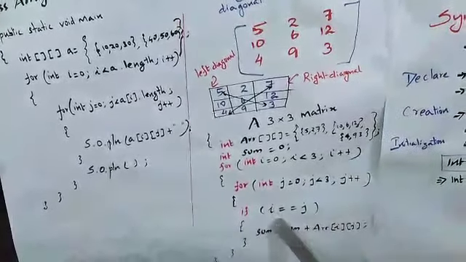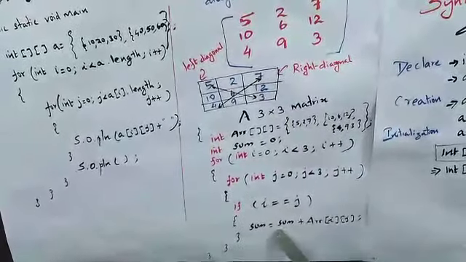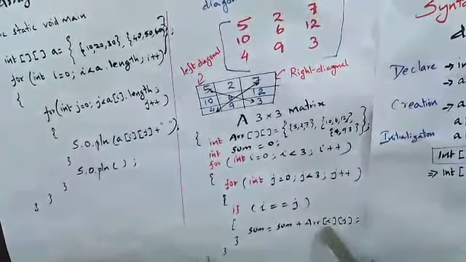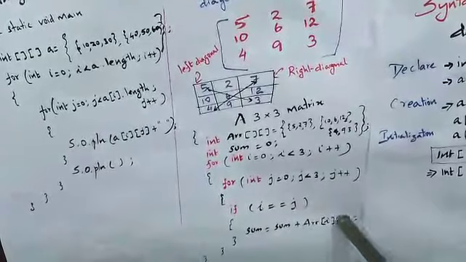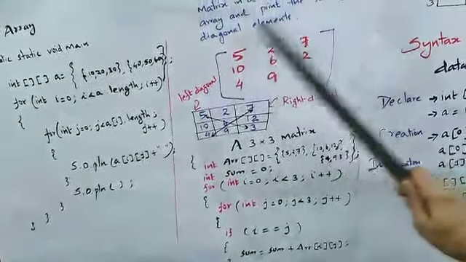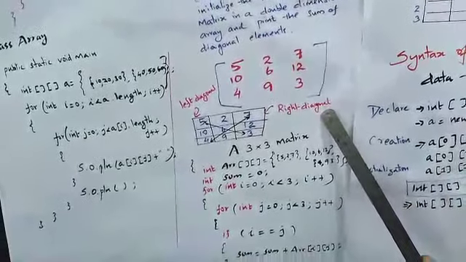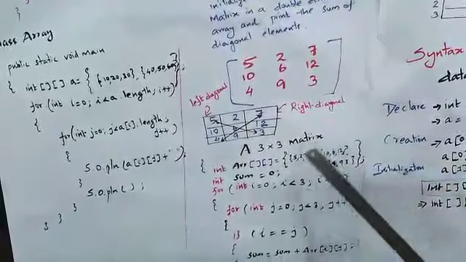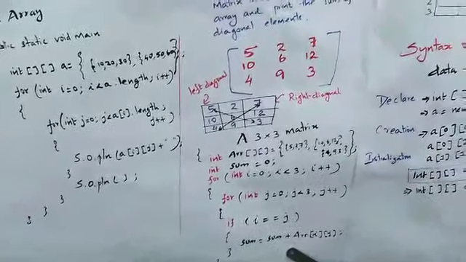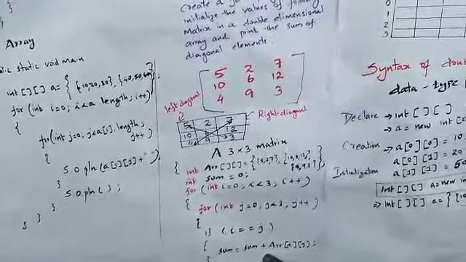Now you have to see if. One condition is to take: if I equals J, then you have to do what? sum = sum + array[I][J]. So you have to do the sum. Sum plus these elements and these elements. That means the left and right diagonal elements you have to sum. So this was a simple 3 into 3 matrix. You have to do the calculation of the left and right diagonal.